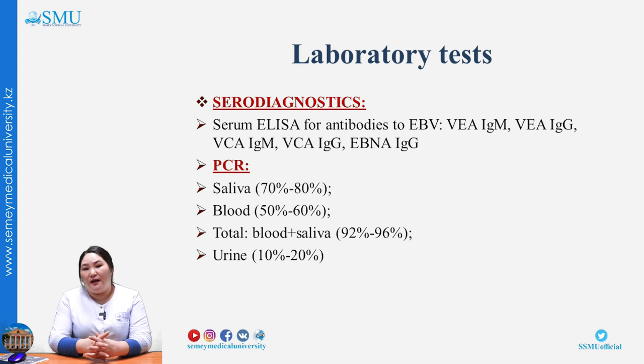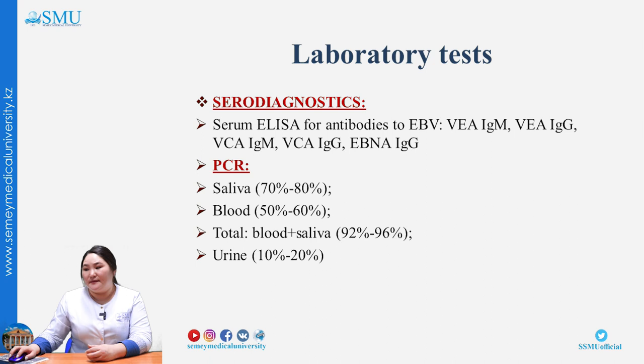Specific laboratory tests to confirm your diagnosis are mostly serological analysis like the ELISA test from the blood, to find antibodies to Epstein-Barr virus. There are early antigen IgM, viral capsid antigen VCA IgM, IgG, and the Epstein-Barr nuclear antigen IgM, IgG. And the molecular genetic method, PCR, to determine DNA of the Epstein-Barr virus. As you can see in the slides, saliva gives 70-80% positive results, blood 50-60%, total blood and saliva the number rises, and urine gives a lower number.